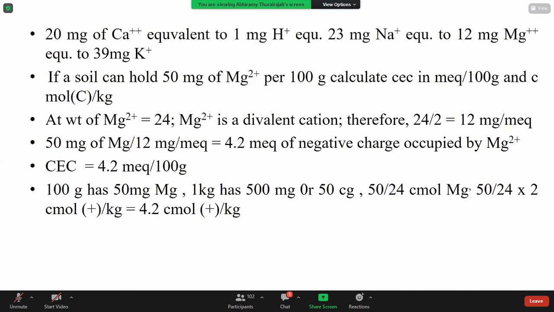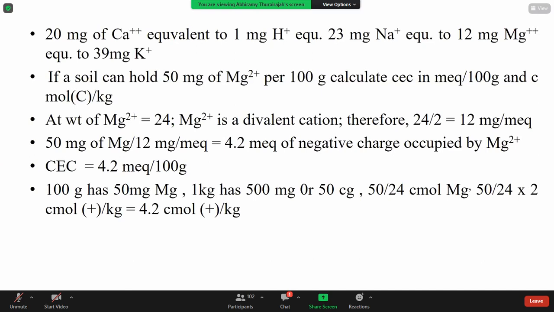What is the principle? Simply tell me how to do the cation exchange capacity. Replacing the exchangeable cations with ammonium acetate. Okay. First, you have to replace the exchangeable cations by the ammonium acetate.